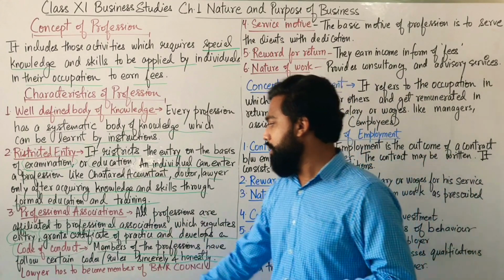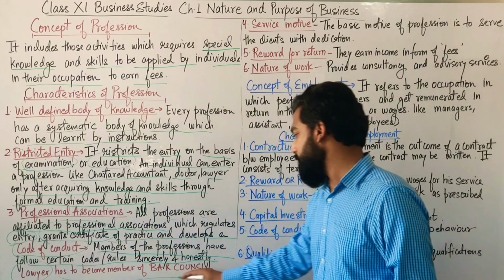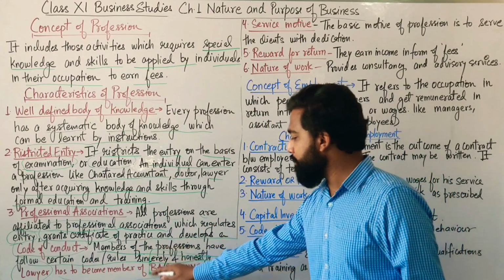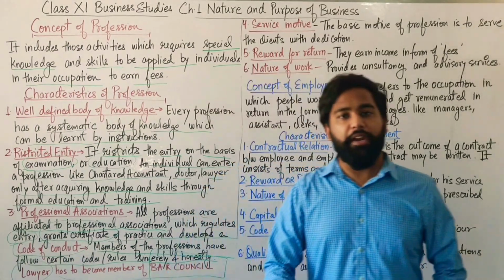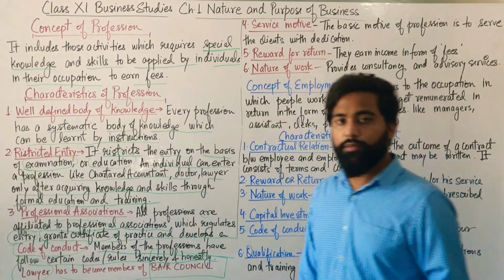Now, for example, the lawyer. If we take the example of a lawyer, he has to become a member of the Bar Council. For lawyership, there is a Bar Council which manages, conducts and grants certificates to the lawyers.